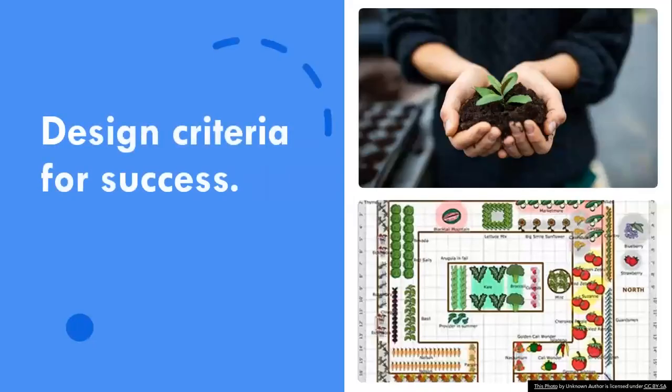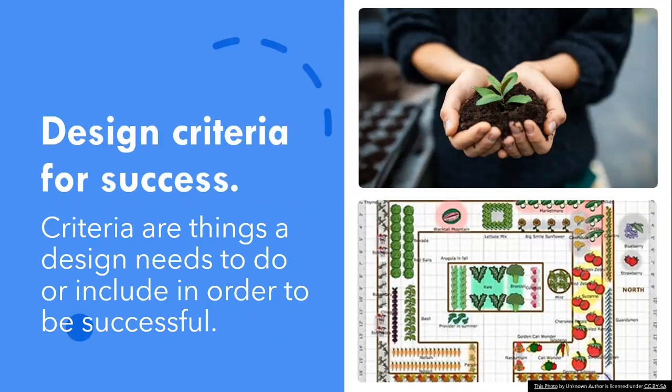So, design criteria for success. Criteria are the things a design needs to do or include in order to be successful. So when we're designing our sustainable fresh produce garden, this is the list of things that we have decided to include in our garden design in order for it to be successful.